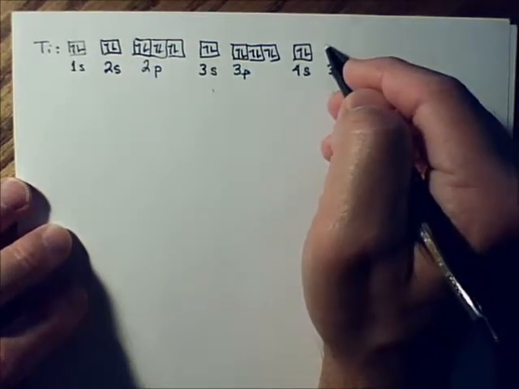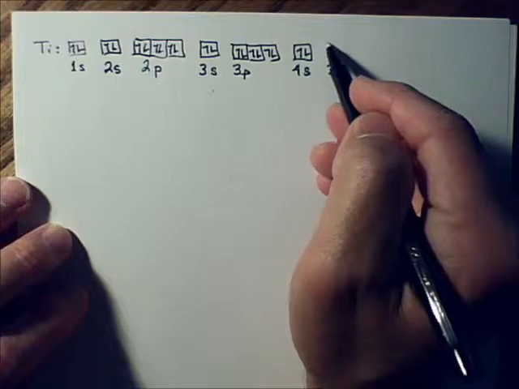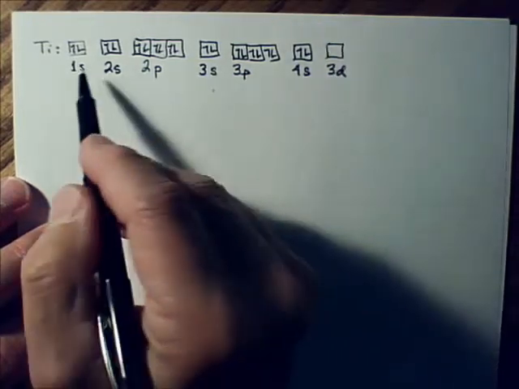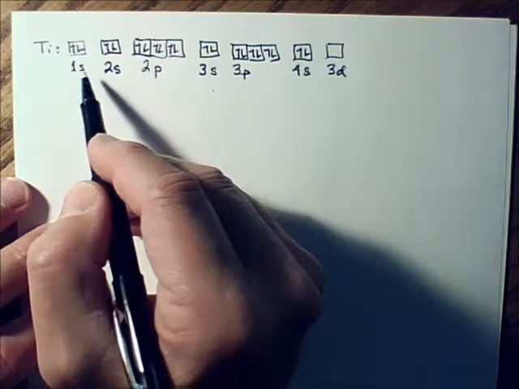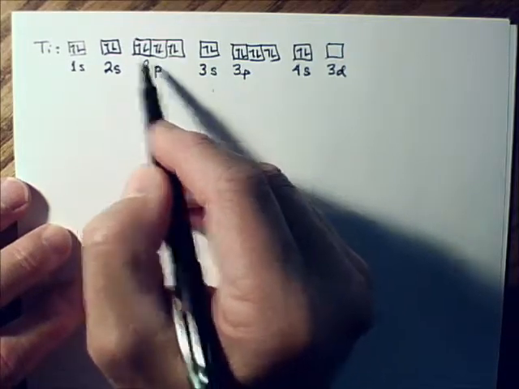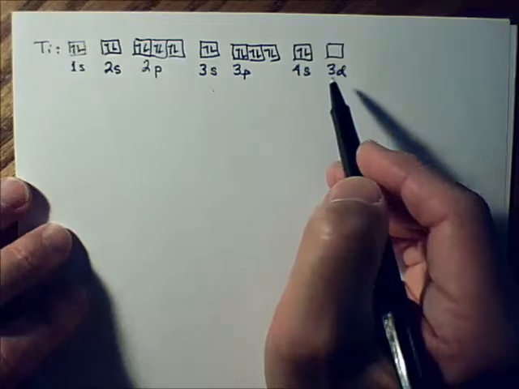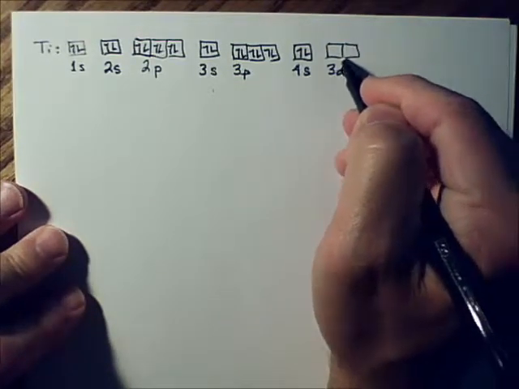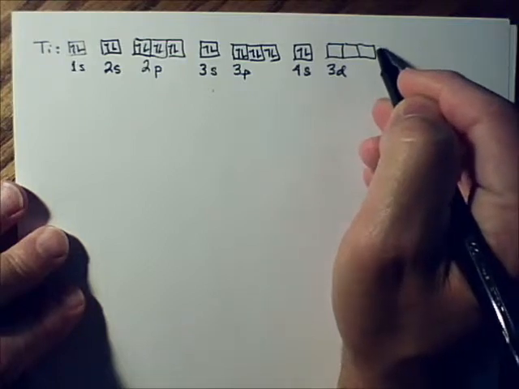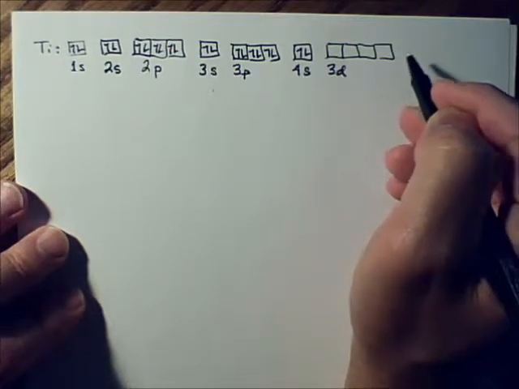All right, so now we have 3d. When we get to 3d, there are 5 orbitals, okay? So s sublevels have only 1 orbital. p sublevels have 3. d sublevels have 5. You see a pattern? No? What pattern do you see? 1, 3, 5.